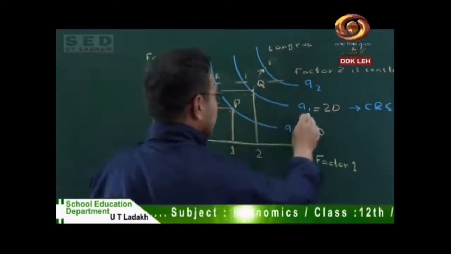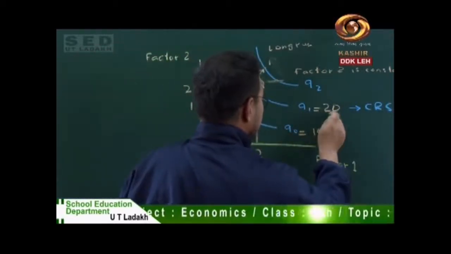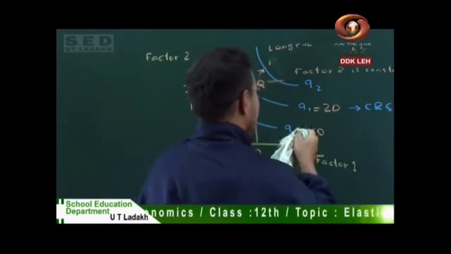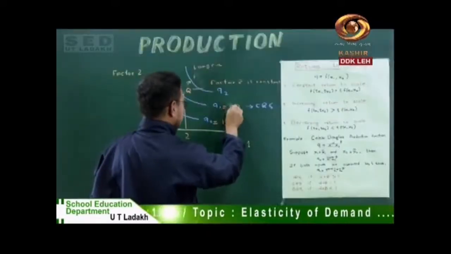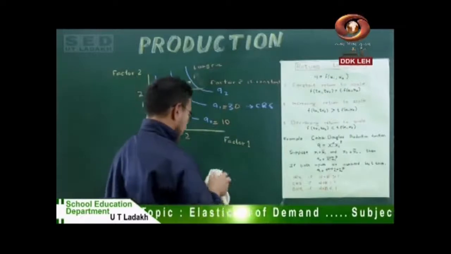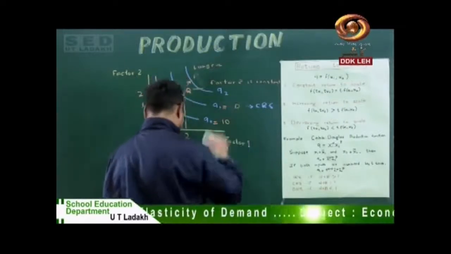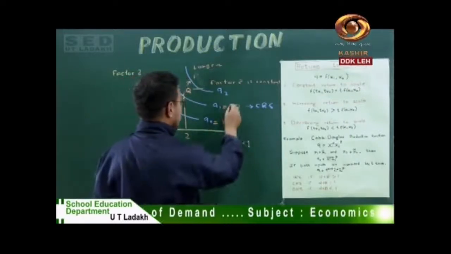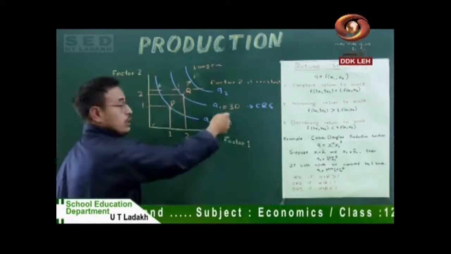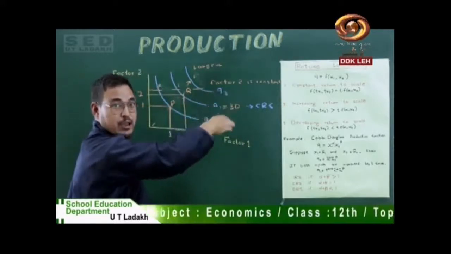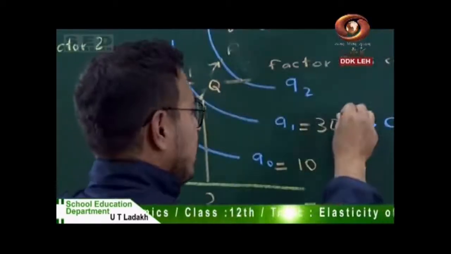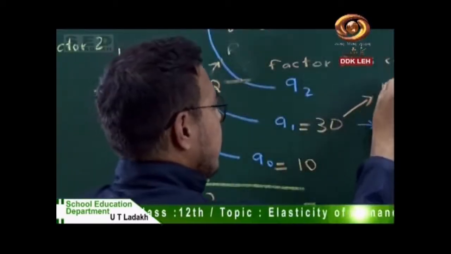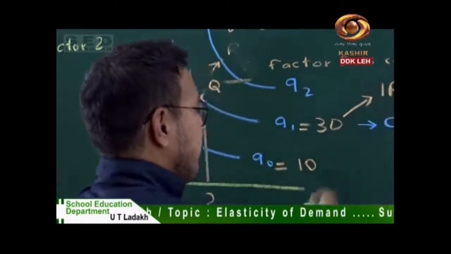Now in place of 20, say the value is now 30. Now what has happened? Output has increased by a larger intensity. So in such a scenario we can say it is your increasing return to scale.